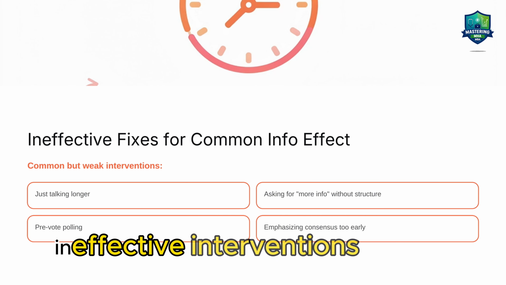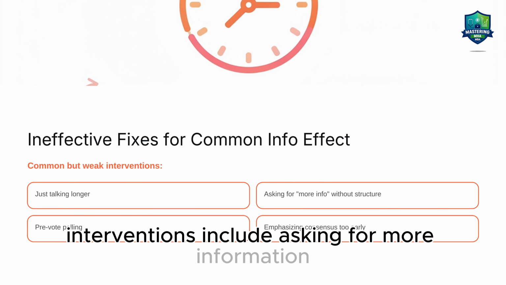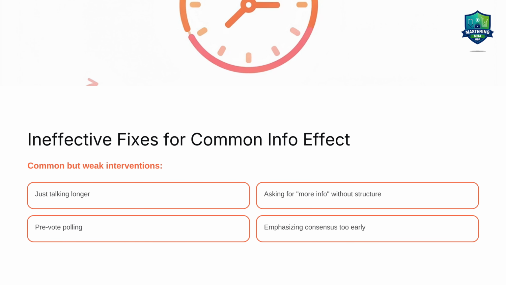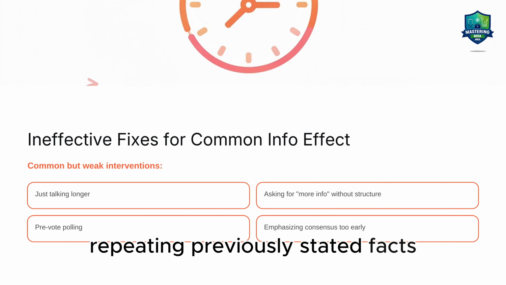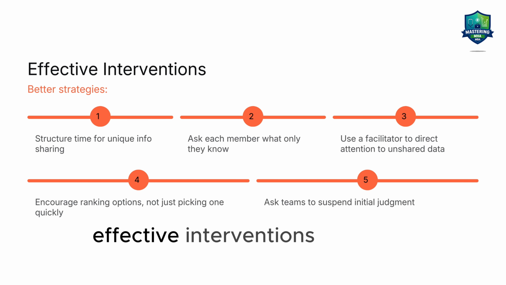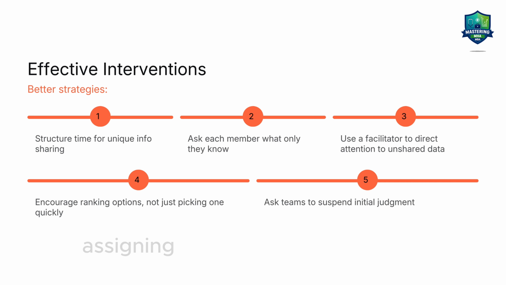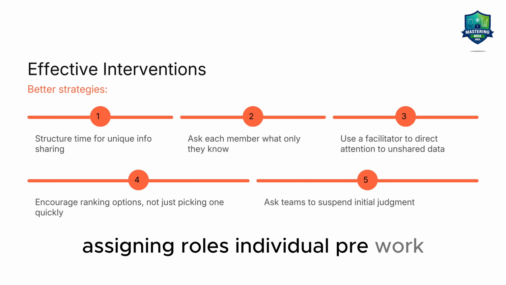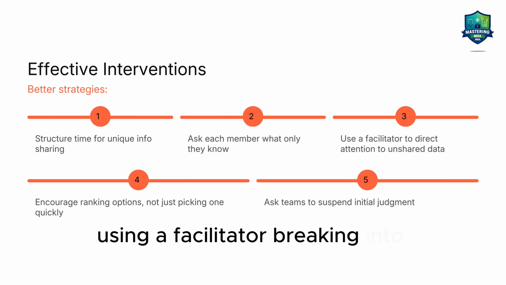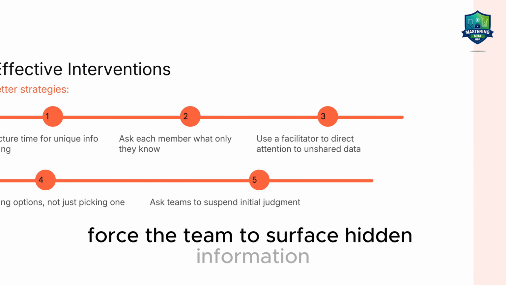Ineffective interventions. Common but ineffective interventions include asking for more information, increasing discussion time, emphasizing shared goals, and repeating previously stated facts. These do not solve the common information effect. Effective interventions. Effective strategies include structured information sharing, assigning roles, individual pre-work, mandated sharing of unique knowledge using a facilitator, and breaking into subgroups. These interventions force the team to surface hidden information.